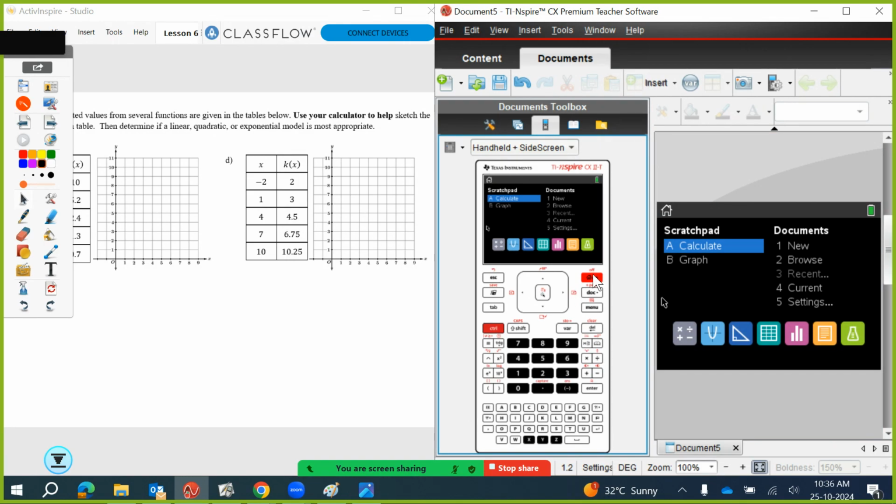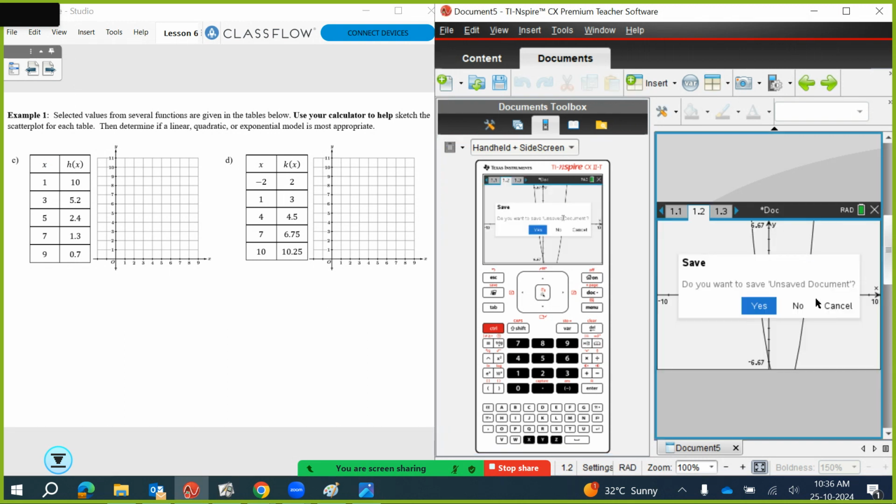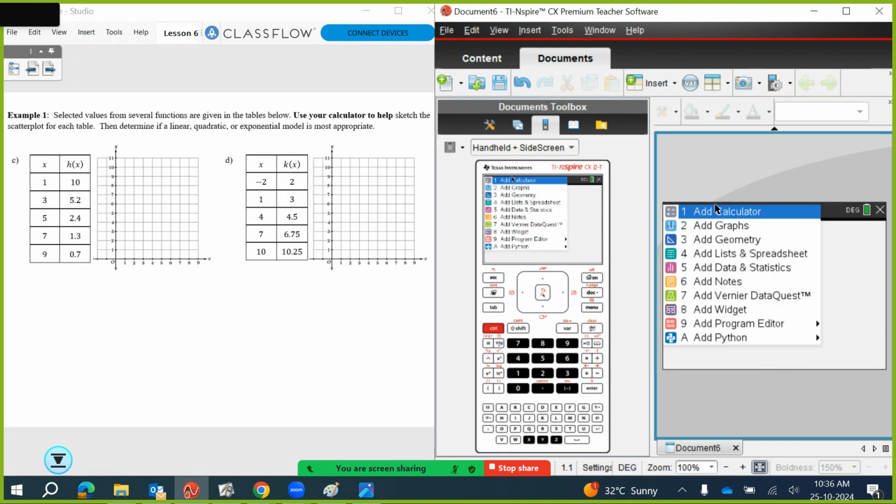Start by pressing 1. Just press on and then choose 1 for a new document. Say no to changing. Always add a calculator.